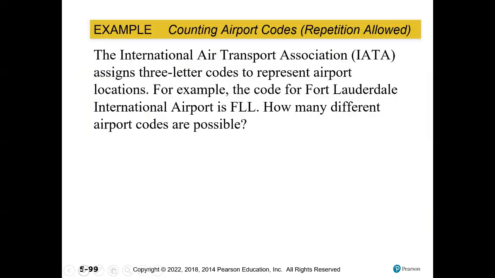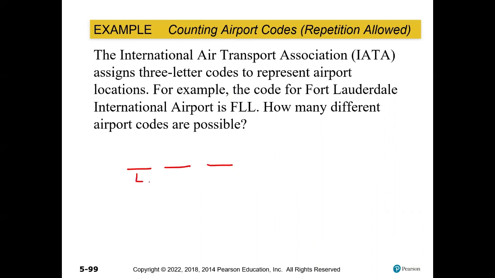Here's a similar example. The International Air Transport Association assigns 3-letter codes to represent airport locations. For example, the code for Fort Lauderdale International Airport is FLL. If you've been to Midway, there's MDW. O'Hare is ORD. How many different airport codes are possible? Well, we have 3-letter codes that need to be filled.